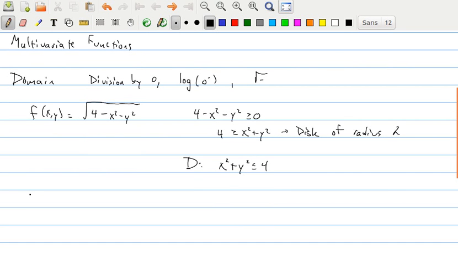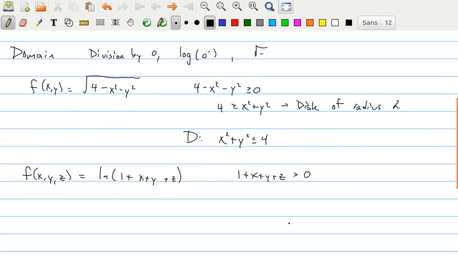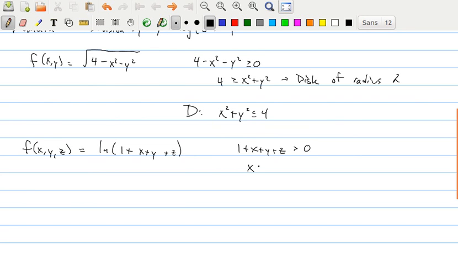Let's do the same thing for a function of three variables. So if we have this function that is, say, natural log of 1 plus x plus y plus z, we need to make sure the inside of this function is bigger than 0. So we'll set 1 plus x plus y plus z greater than 0, and then we can move the 1 over, and so we get x plus y plus z is greater than 1. So this is everything above a certain plane in xyz space. So this would be the domain of that function of three variables.